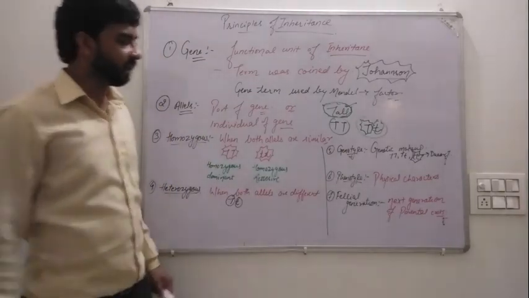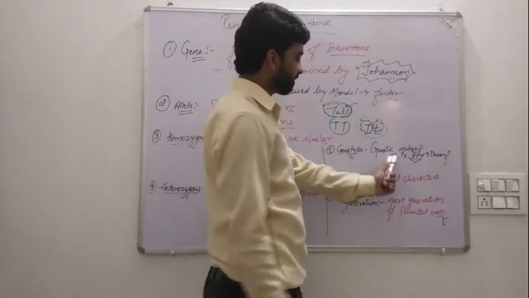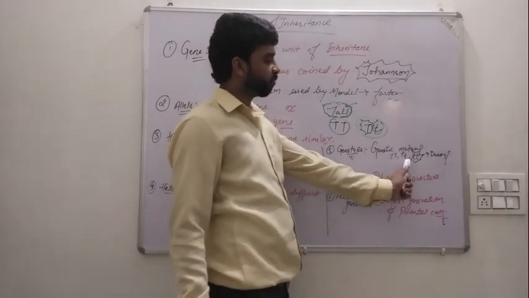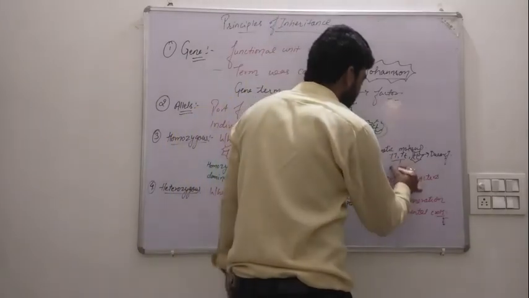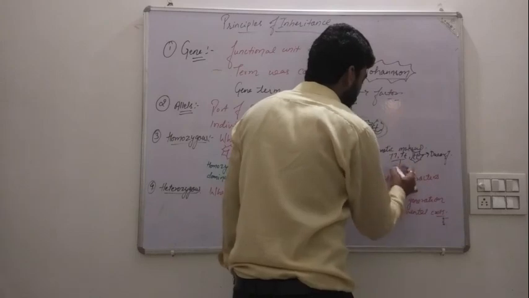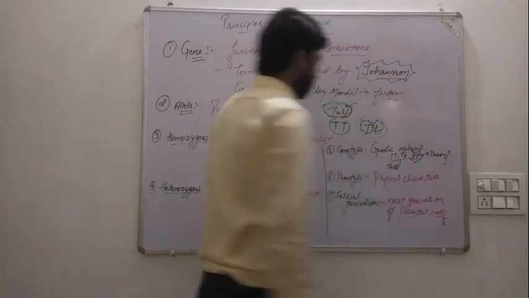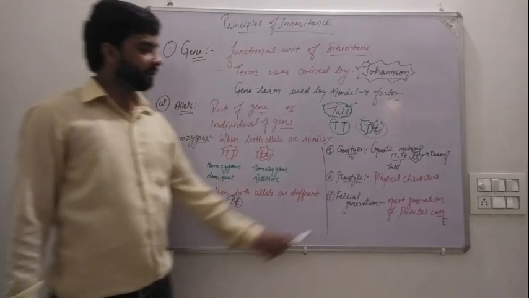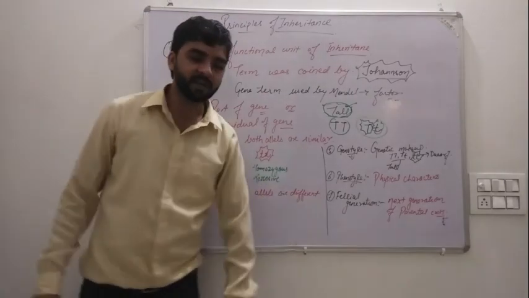Phenotype is a physical appearance. For example, capital T capital T and capital T small t both represent the dominant character, or tall. Filial generation, the next generation of the parental cross.